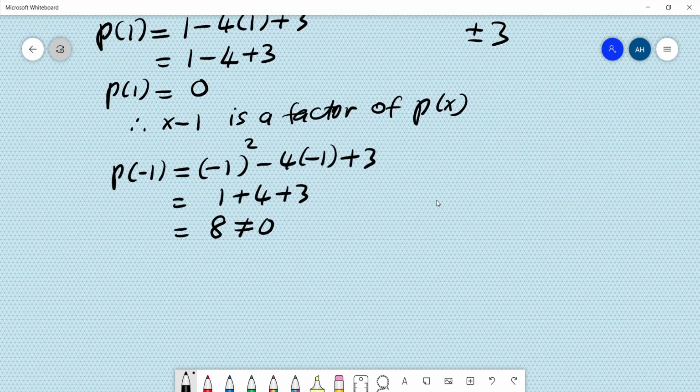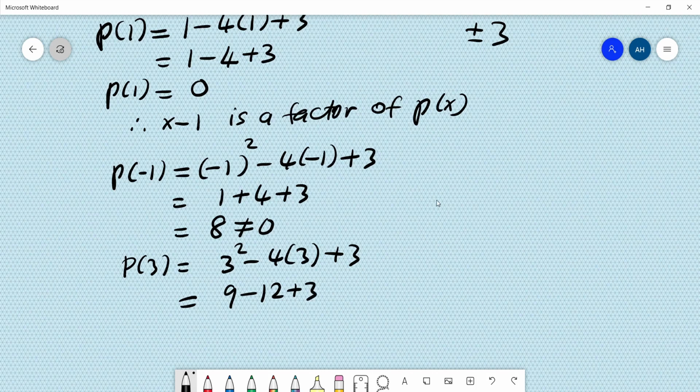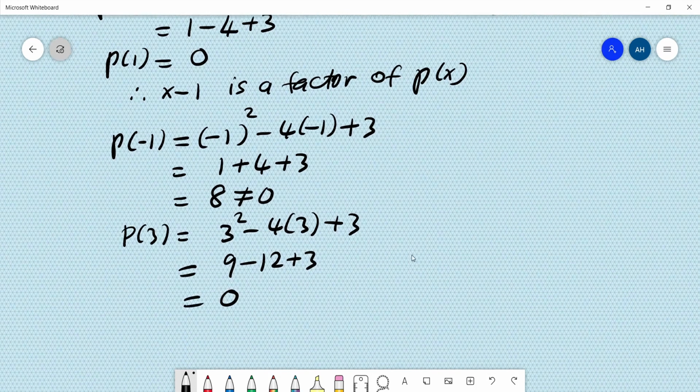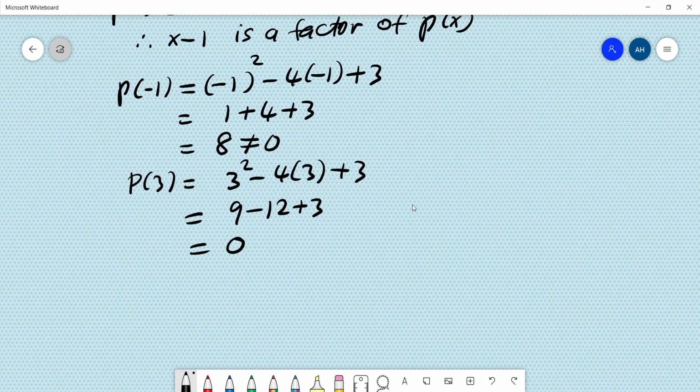Next, let's try the next number, that is P of 3. That is 3 squared minus 4 times 3 plus 3. See what we got this time. 3 squared is 9. 4 times 3 is 12. Now plus 3. 9 minus 12 is negative 3. Negative 3 plus 3. Yes, we have 0. Alright, so we get another factor of P(x). That is, therefore, x minus 3 is a factor of P(x).